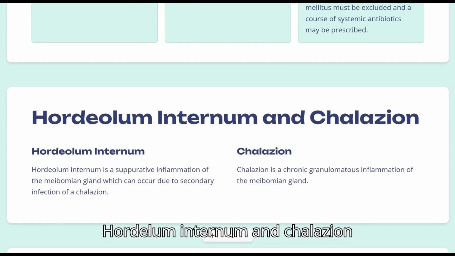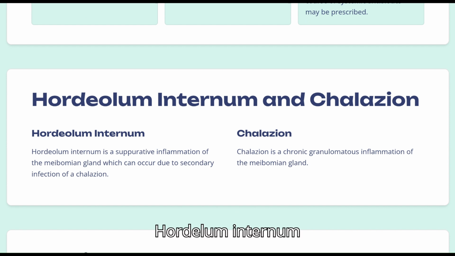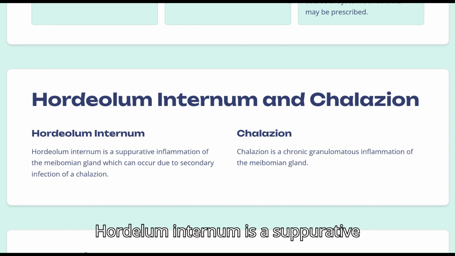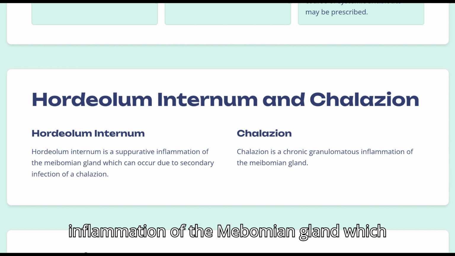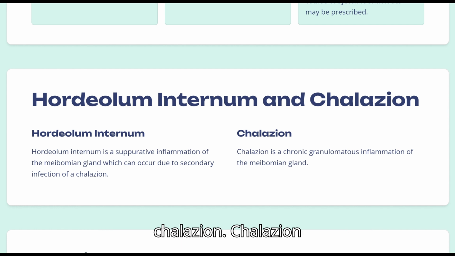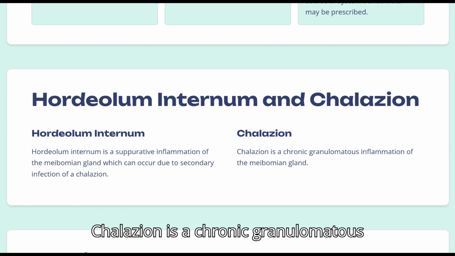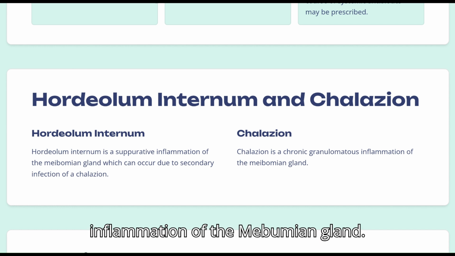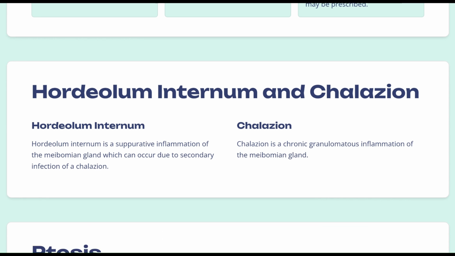Hordeolum internum and Chalazion. Hordeolum internum. Hordeolum internum is a suppurative inflammation of the meibomian gland which can occur due to secondary infection of a chalazion. Chalazion. Chalazion is a chronic granulomatous inflammation of the meibomian gland.